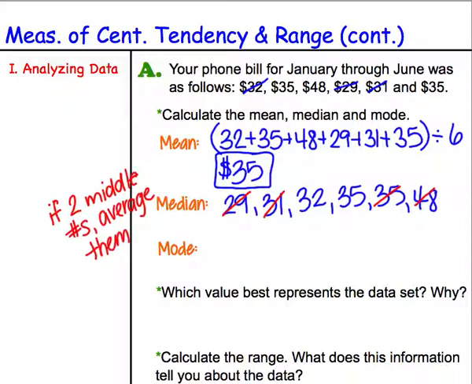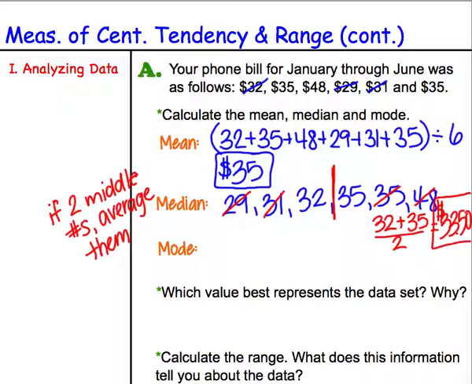So in our case here, we're going to take 32 plus 35, and we're going to divide by 2 because our median is right here smack dab in the middle. If we had an odd number of values, then that median would just be that middle number. When I take these and add them up and divide by 2, I get $33.50 as my median.